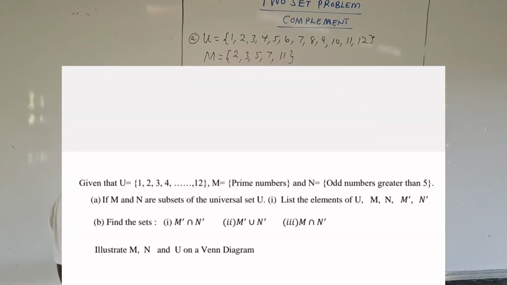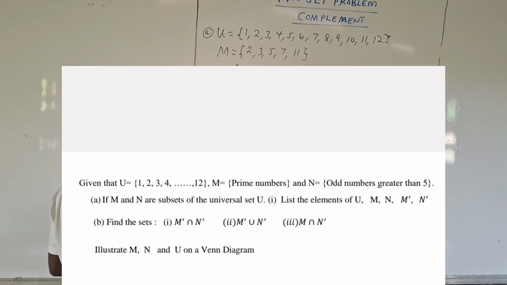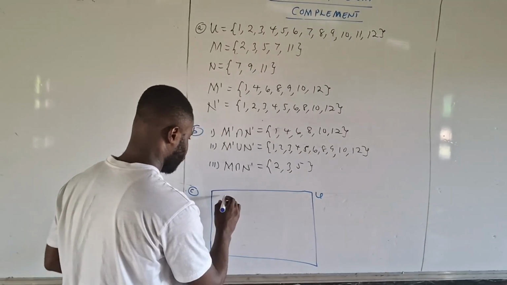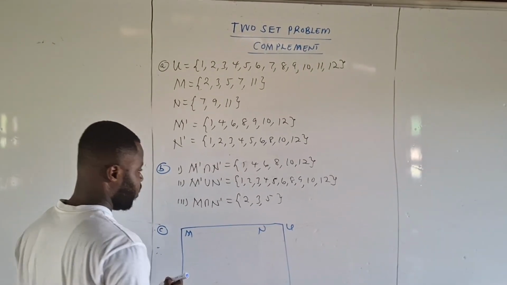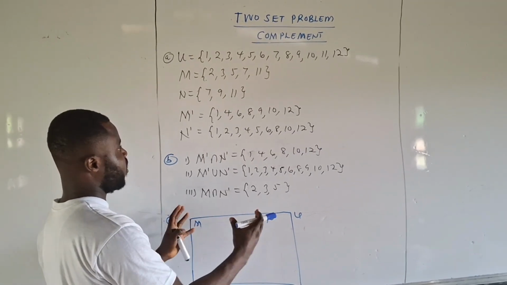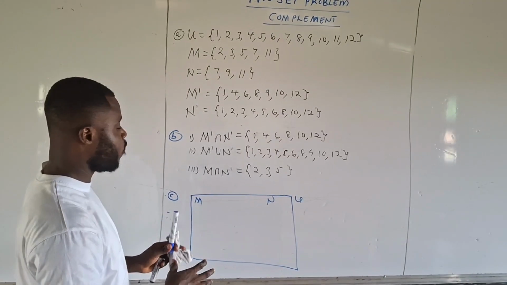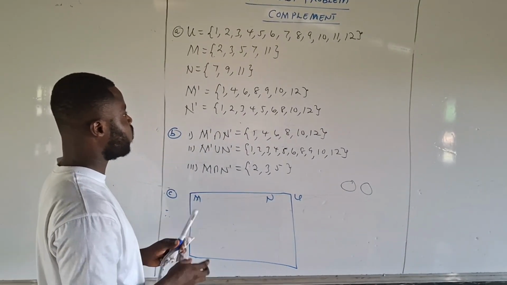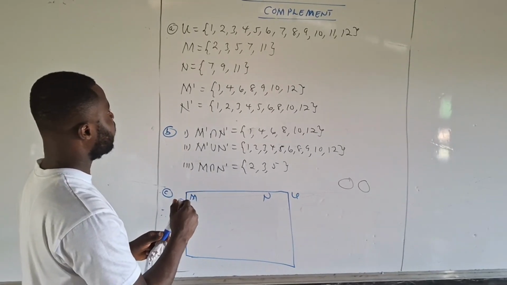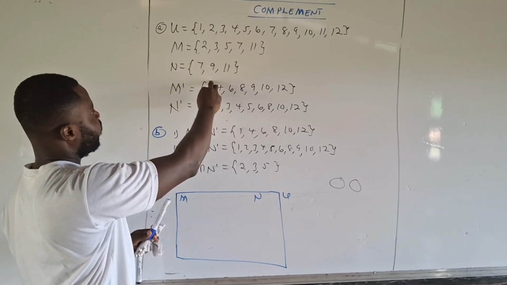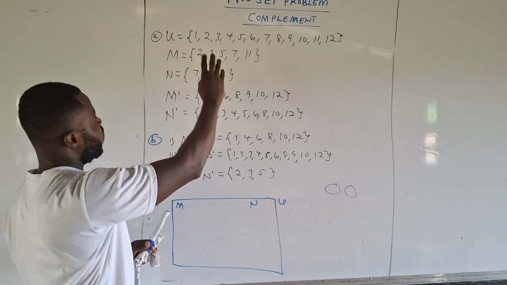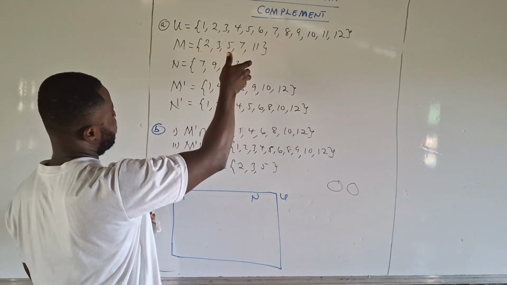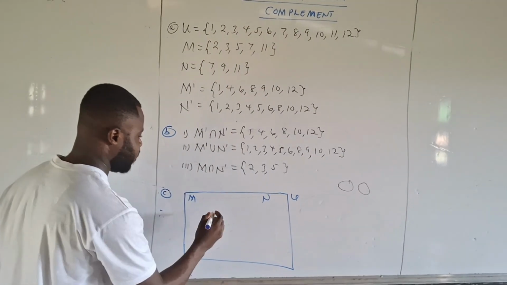So the last question says we have to represent M, N, and U on a Venn diagram. So we have set M, then set N. Now before you draw the Venn diagram for them to intersect, note that not all Venn diagrams intersect. There are some where you can have separate circles. Before you draw them to intersect, check if there are common numbers in the M and the N. If there's a common number in the M and the N, then you can intersect the circles. So this one, we have common numbers in the M and the N, which are 7 and 11. So we can intersect the circles.